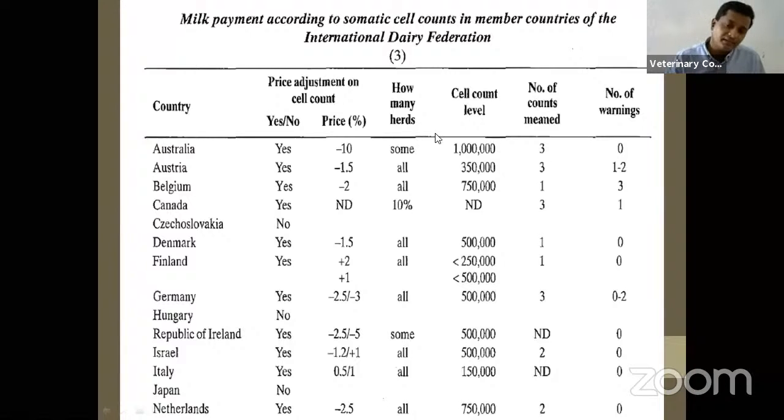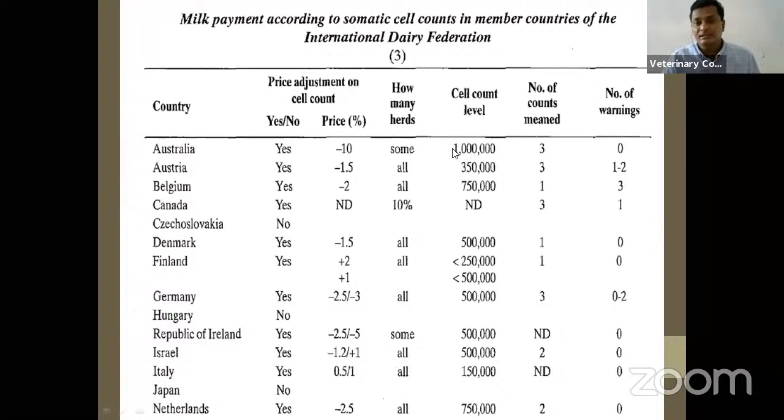Here in India, no such system exists. Whatever the cell count may be, the milk is paid based on the fat and SNF content, mostly fat. And how are counts made and averaged in this? They take 3 samples randomly, and they take the mean.